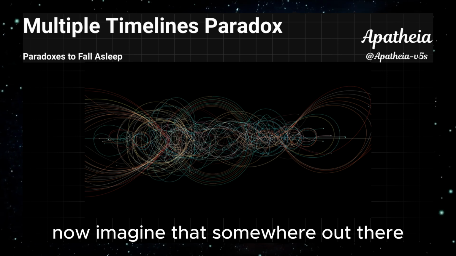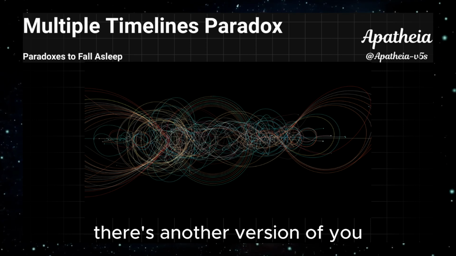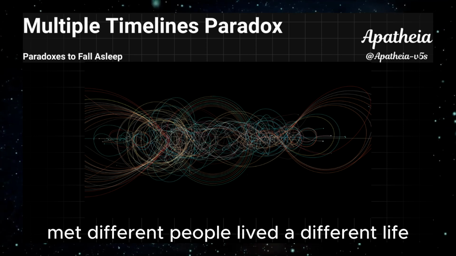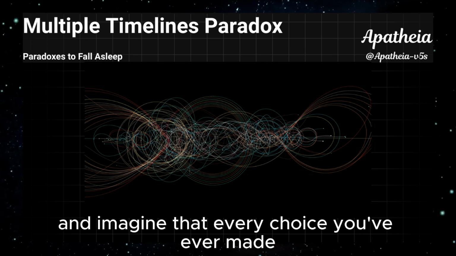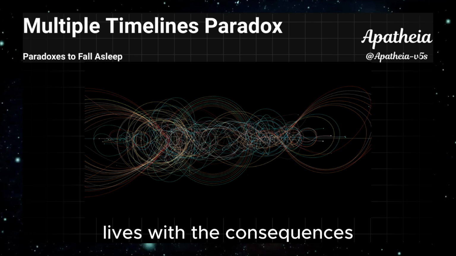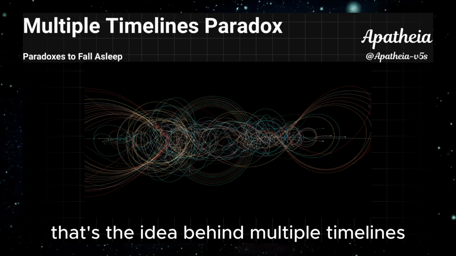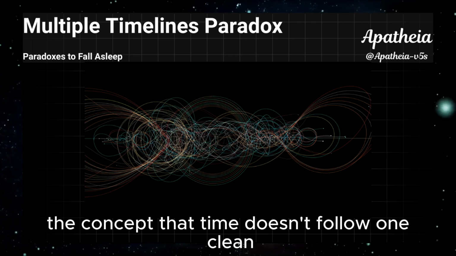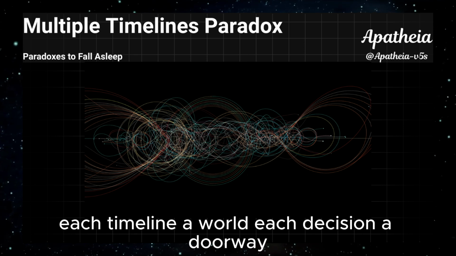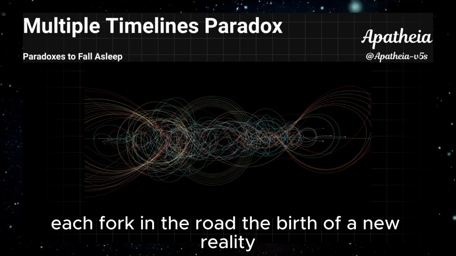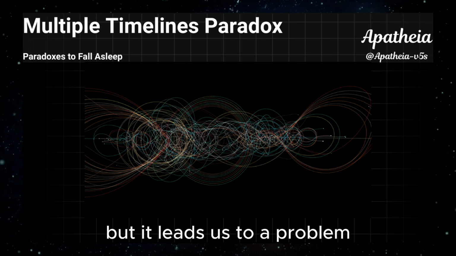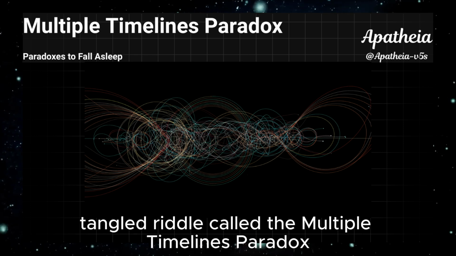Now imagine that somewhere out there, in a universe that branches and bends, there's another version of you. One who chose the southbound train. One who took a different path, met different people, lived a different life. And imagine that every choice you've ever made has spawned another timeline, where a different version of you lives with the consequences. That's the idea behind multiple timelines, the concept that time doesn't follow one clean, continuous thread, but rather fractures into countless possibilities. Each timeline a world, each decision a doorway, each fork in the road the birth of a new reality. It sounds poetic, even hopeful, but it leads us to a problem, a strange, tangled riddle called the multiple timelines paradox.